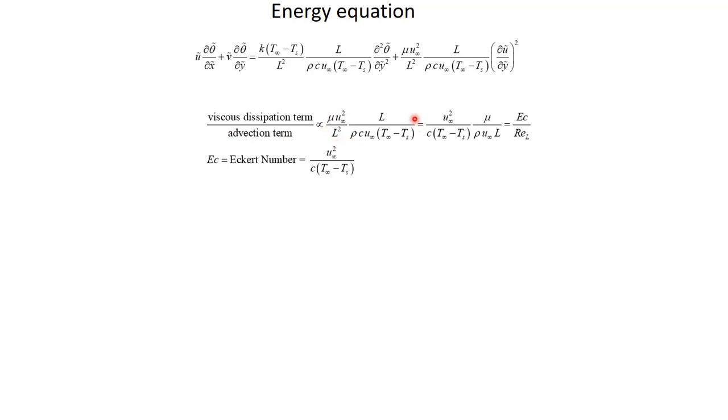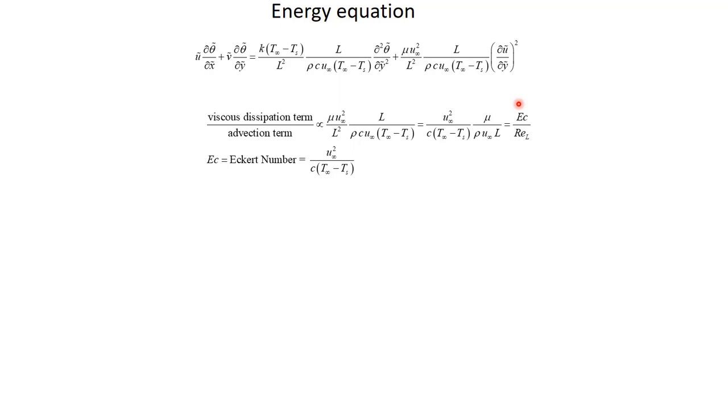So again, do a little bit of algebra. I'm going to pull out U infinity squared over C delta T. Pull that out right here. I pulled that out because that's a dimensionless number that's referred to as the Eckert number. So this is the Eckert number. And then what's left, if you do that, is obviously 1 over the Reynolds number. So viscous dissipation over advection is characterized by the Eckert number over the Reynolds number.